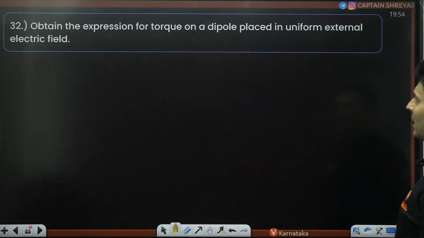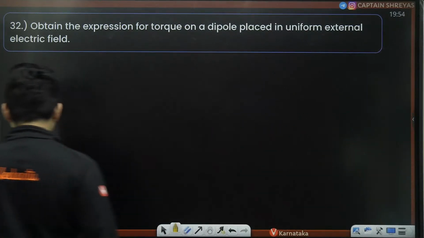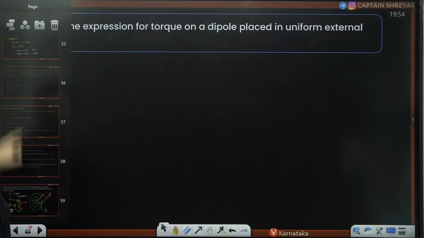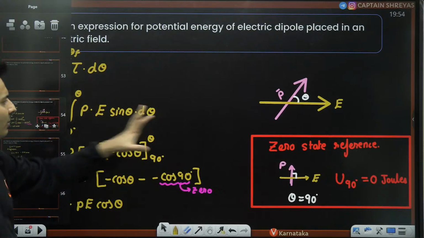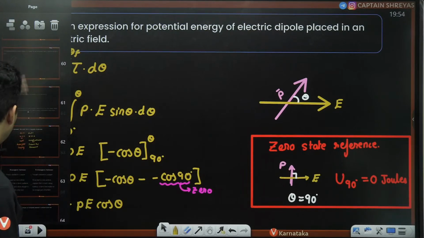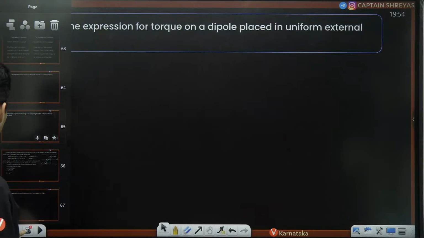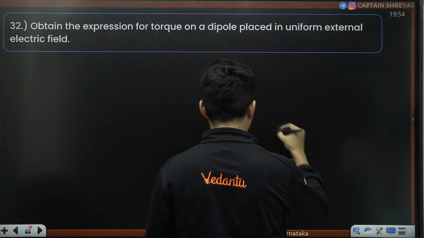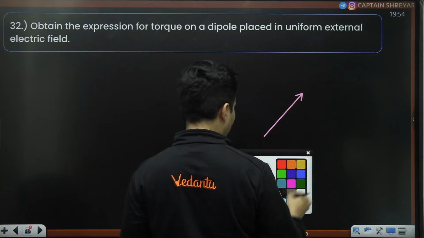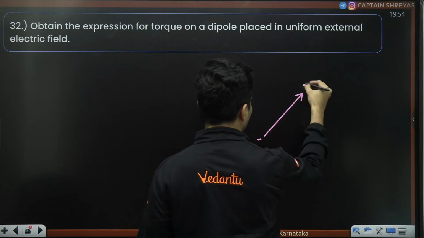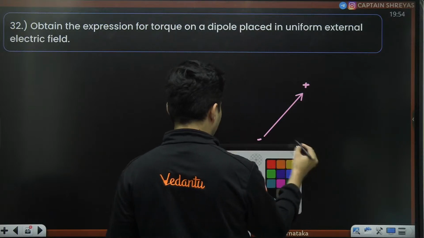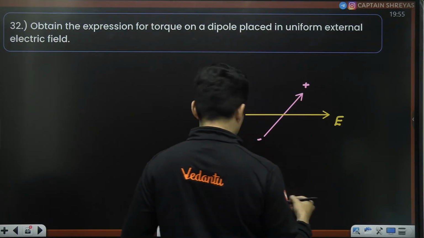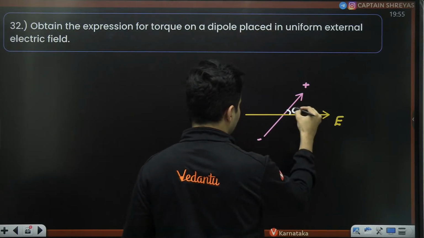Expression for the torque on a dipole placed in a uniform external field. So this is again just like what we did over here, finding the derivation for potential energy. Similarly, I'm doing it for the dipole moment torque. So imagine this is your dipole moment, negative, positive, and the electric field is acting like this. This is the electric field, and let's say this is theta.